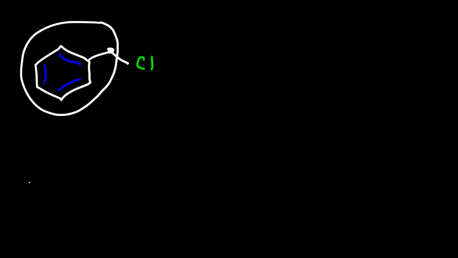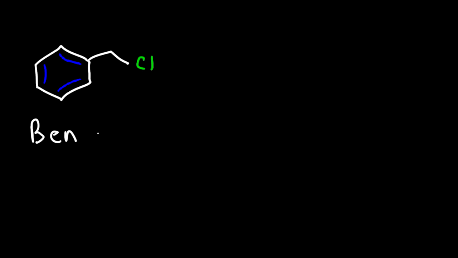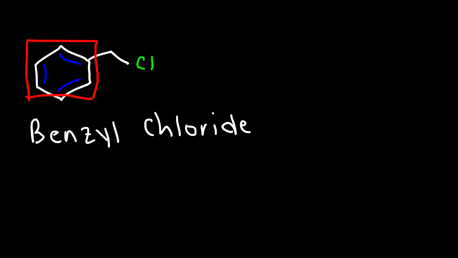Now what about having a benzene ring and a CH2 group followed by a chlorine atom? What's the name for this molecule? So this is a phenyl group if it's just the benzene ring. But the phenyl group plus this extra carbon, which totals 7 carbons, that's called benzyl. And so this is called benzyl chloride. So remember, a phenyl group has 6 carbons. A benzyl group has 7 carbons. It has the benzene ring plus this additional carbon.